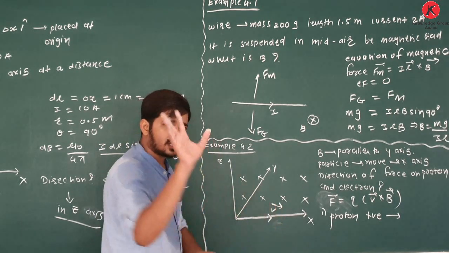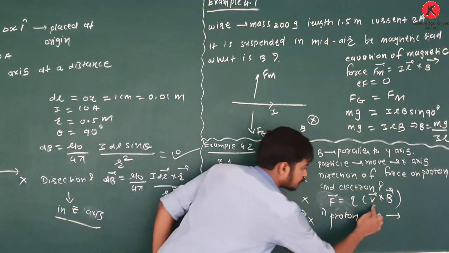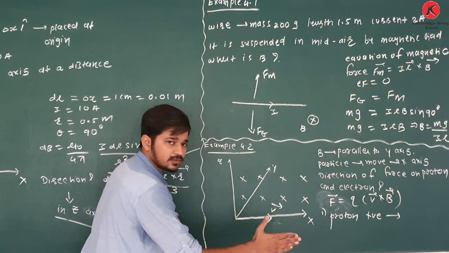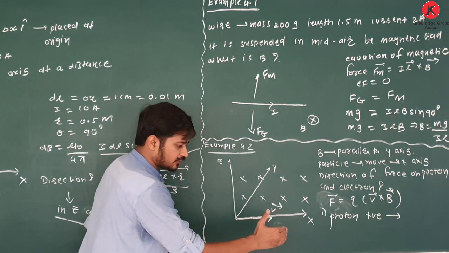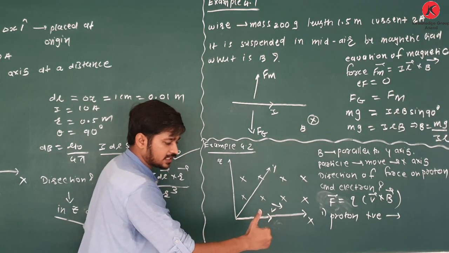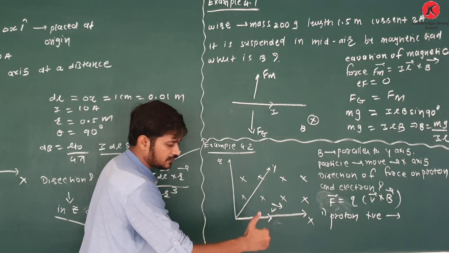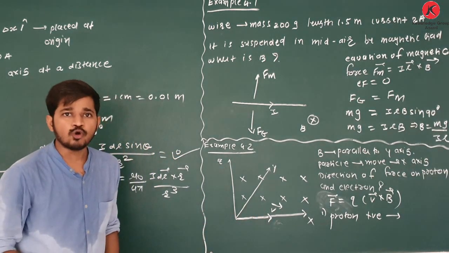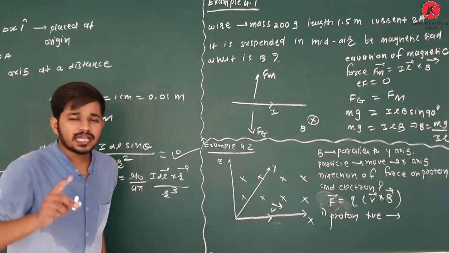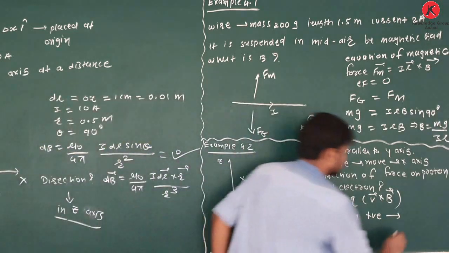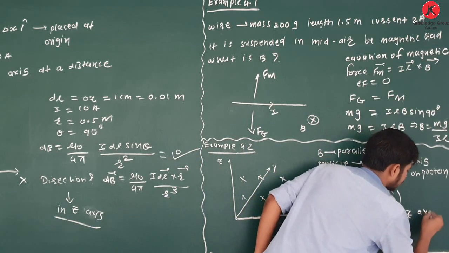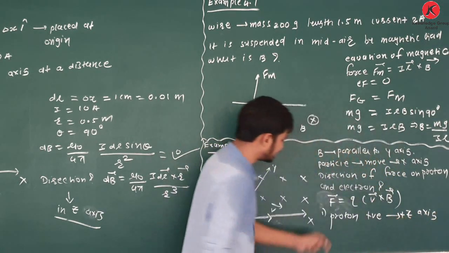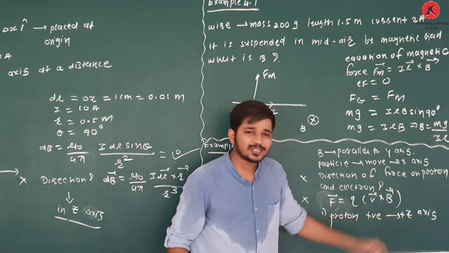Clear about this? Again, F is equal to Q V cross B. The proton is moving in this direction. The magnetic field is inside, so wrap your fingers. Then the thumb gives the direction of force in this direction, which means parallel to Z. Yes, the force acting on the proton is along the positive Z axis. And dear students, what is the equation? F is equal to Q V cross B.